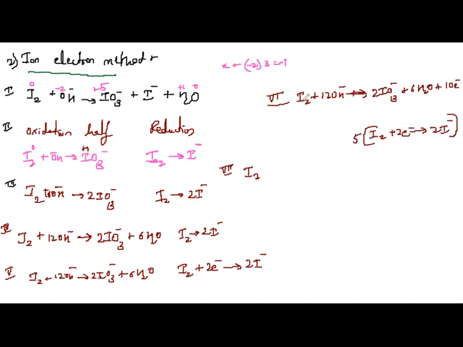Okay. So here I2 are there. Here 6 I2 are, 5 I2 are there. So 5 plus 1 becomes what? 6. Adding this and this have to be added. This and this have to be added.